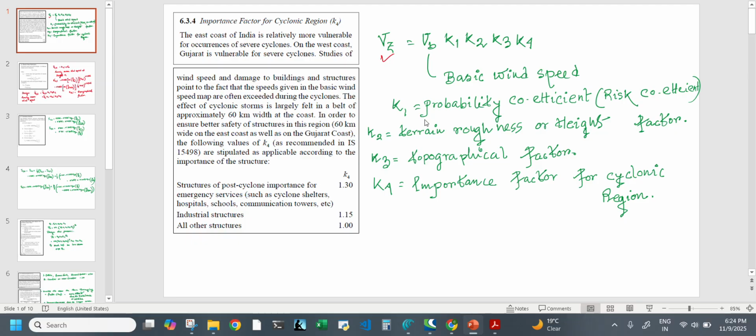the following K4 factors, as recommended by IS 15498, are stipulated as applicable according to the importance of the structure. For post-cyclone importance structures for emergency services such as cyclone shelters, hospitals, schools, and communication centers, K4 is taken as 1.30; for industrial structures 1.50; and for all other structures 1. There is nothing more to explain.